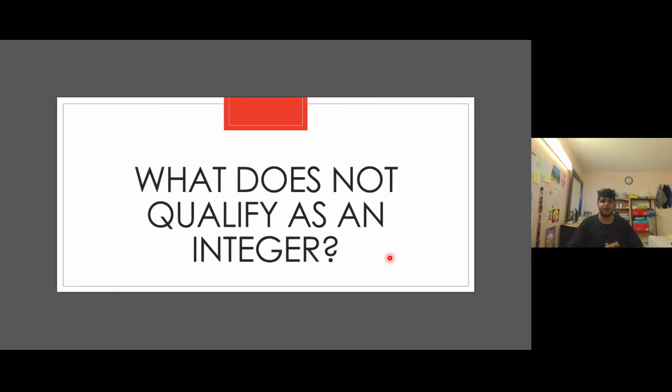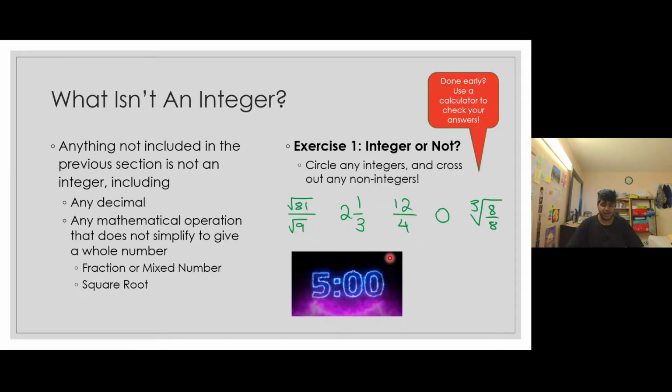Okay, so now we've talked about what is an integer, namely our 3 components, but what's not an integer, right? Basically, anything that's not included in the previous section is not an integer, obviously, but I want to emphasize a couple of points here. So first of all, any decimal, by definition, is not part of the set. So any mathematical operation that does not simplify in any way to give us a whole number, most notably these include your fractions, mixed numbers, and square roots.